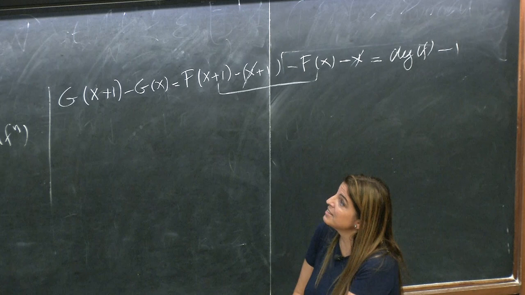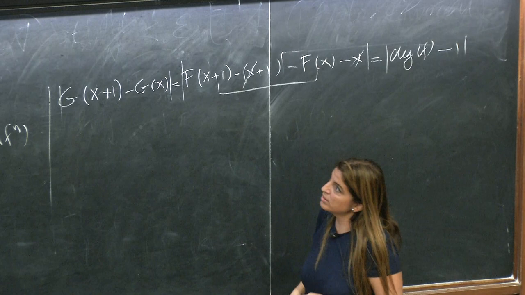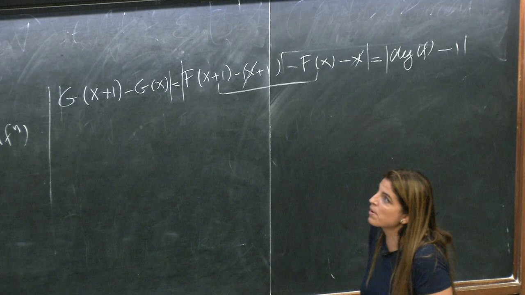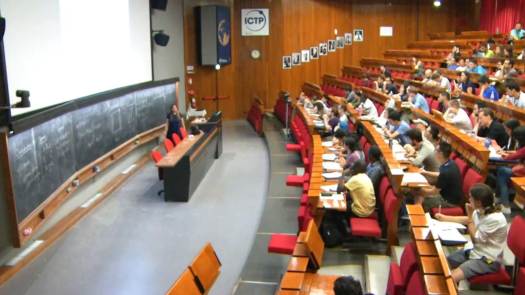So this implies that there exists at least this amount of points such that g belongs to Z. Can you see this? Yes?